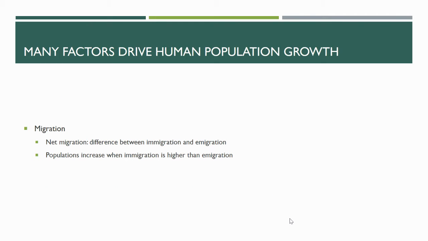Net migration is the difference between immigration and emigration. And we know that populations will increase in an area where they have a higher immigration with an I than emigration with an E.